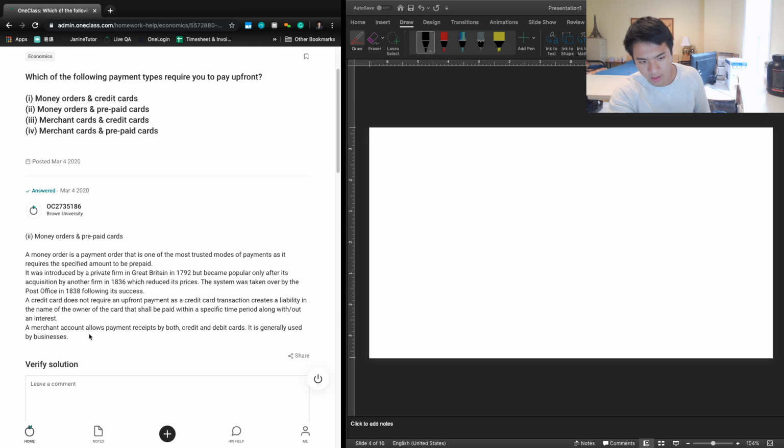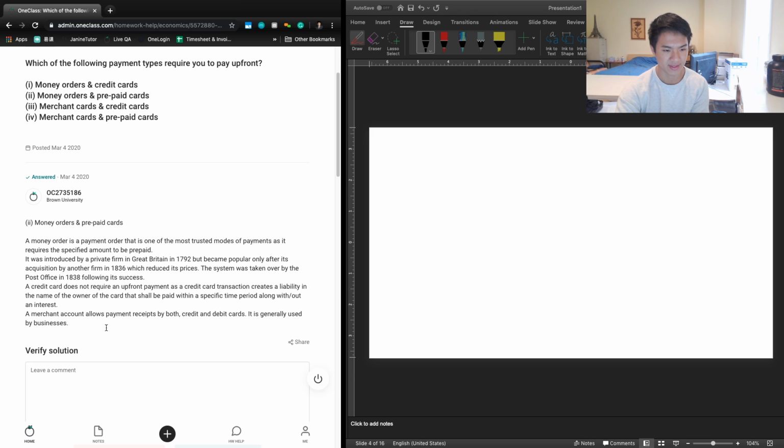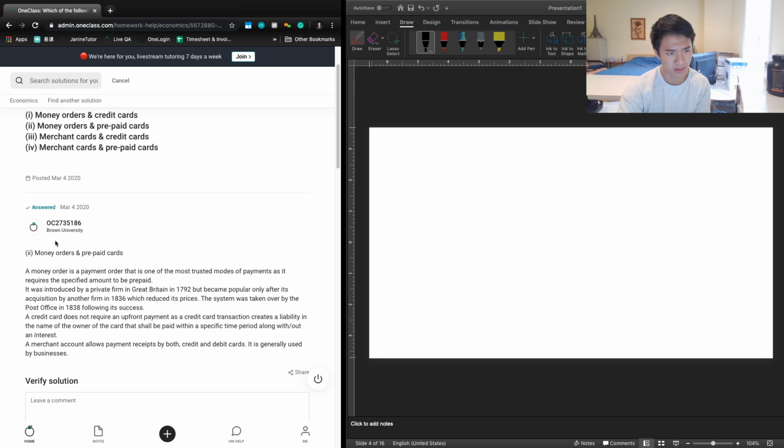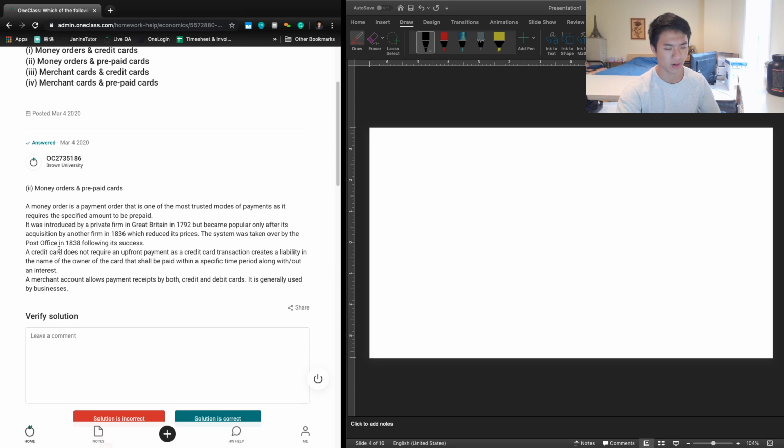A credit card does not require an upfront payment, as a credit card transaction creates a liability in the name of the owner of the card that shall be paid within the specific time period along with interest. So yeah, that is a credit card. And C says a merchant account allows payment receipts by both credit and debit cards. It's generally used by businesses. And so we're going to just keep in mind for number 2, money orders and prepaid cards as the definitional correct answers. So good explanation of the options. And mark that as correct.